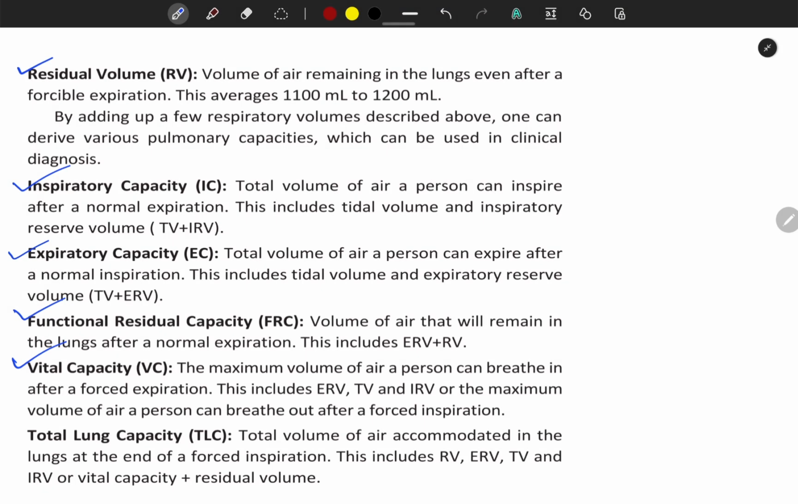Vital capacity, that is VC: the maximum volume of air a person can breathe in after a forced expiration. This includes ERV, TV and IRV, or the maximum volume of air a person can breathe out after a forced inspiration. Total lung capacity, that is TLC: total volume of air accommodated in the lungs at the end of a forced inspiration. This includes RV, ERV, TV and IRV, or vital capacity plus residual volume.